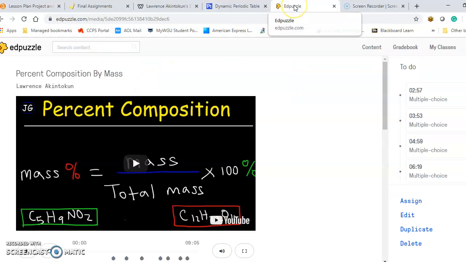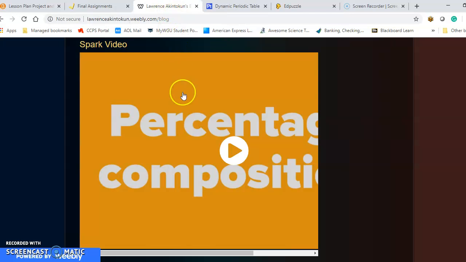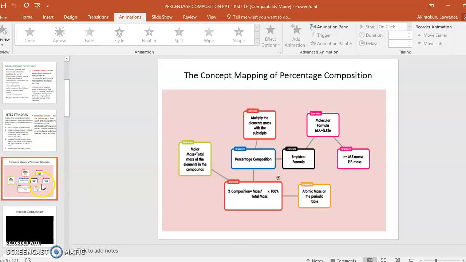And I decided to use Edpuzzle to make the video, which is going to be sent home to students to watch as a flipped classroom, as well as using the Spark video, which also has information on percent composition to buttress the teaching.